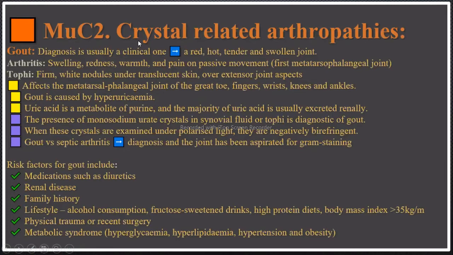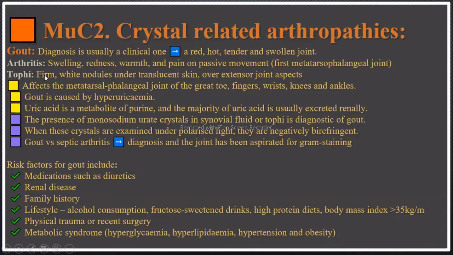Condition number 2, crystal-related arthropathies. So gout here, diagnosis is usually a clinical one. You will find in the scenario or in the image a red, hot, tender, swollen joint. Arthritis, so you will find in the scenario the patient has swelling, redness, warmth, pain on passive movement, especially the first metatarsophalangeal joint. So what is the diagnosis? Arthritis. If they give you these features in the scenario, it means it's arthritis.